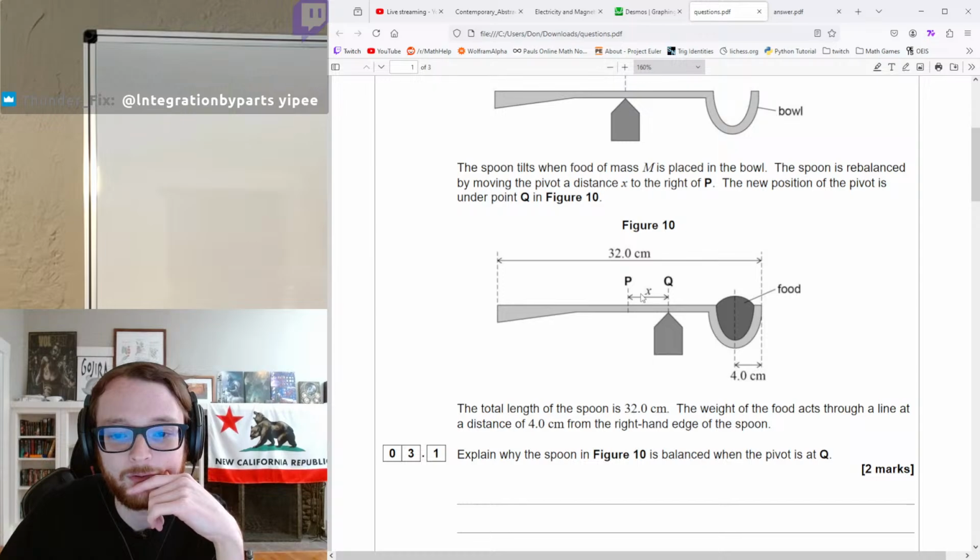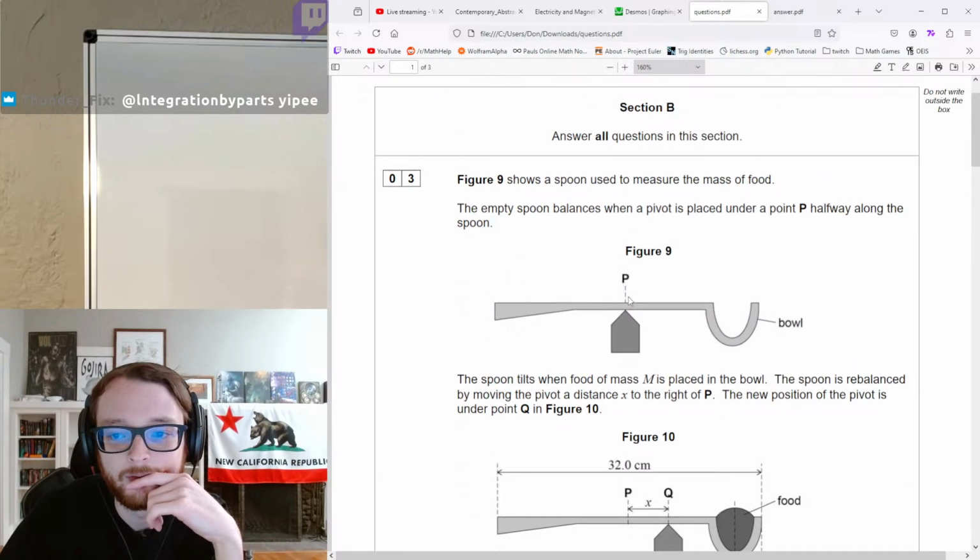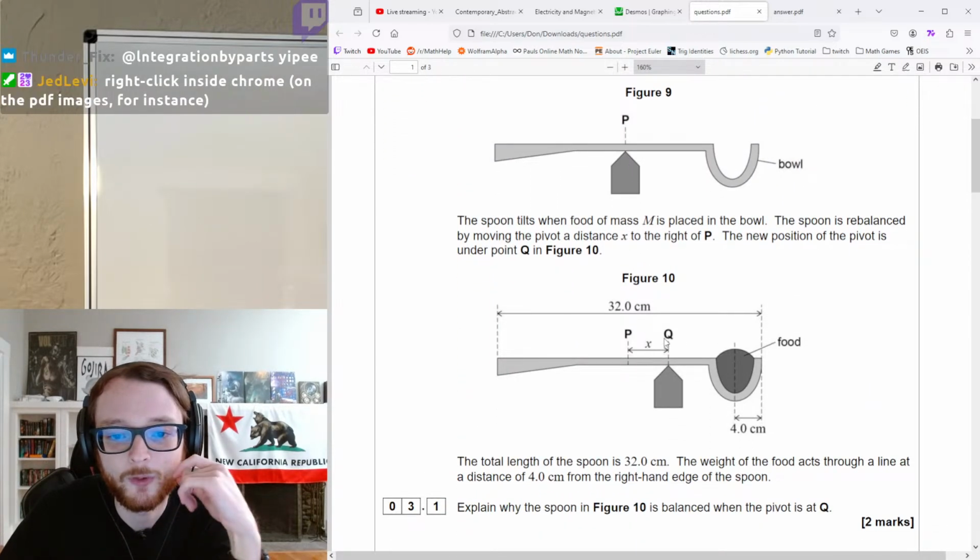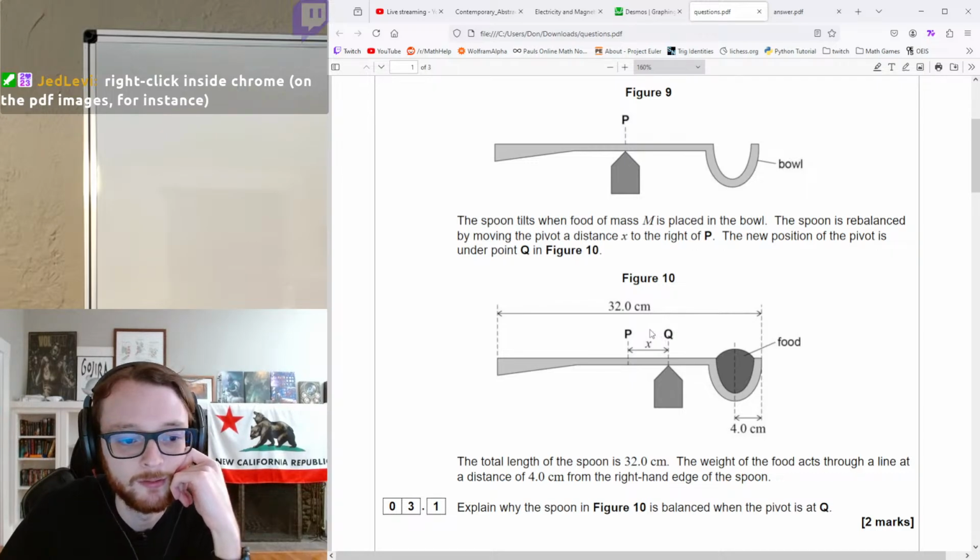Okay, so x is the distance from the midpoint to wherever the balancing point is now.